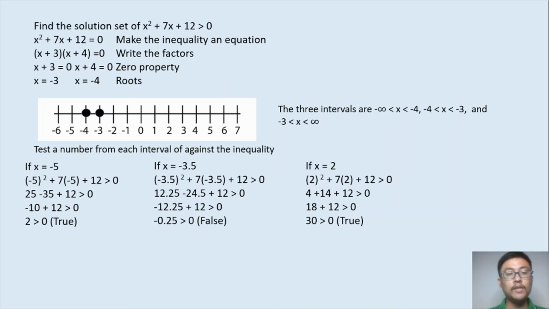So that means that in this quadratic inequality, only numbers that are outside negative 4 and negative 3 will be true upon checking in test for any number from each interval.